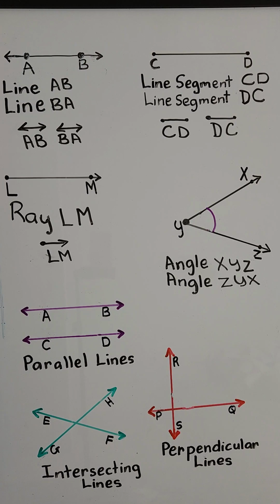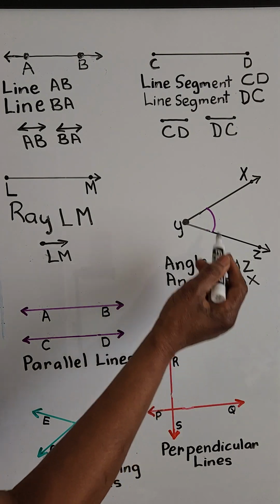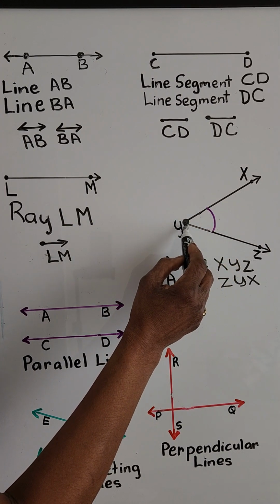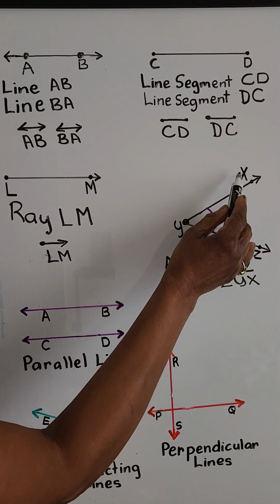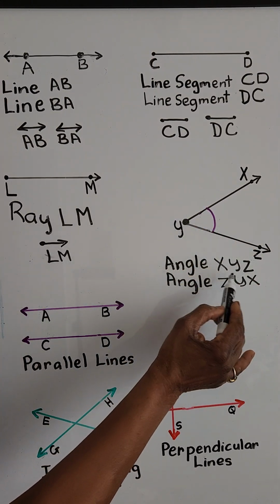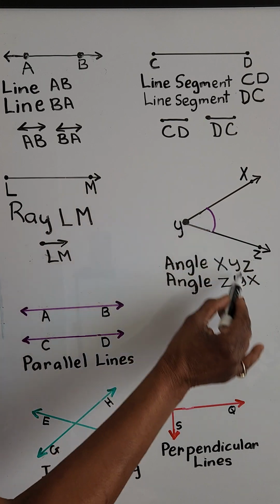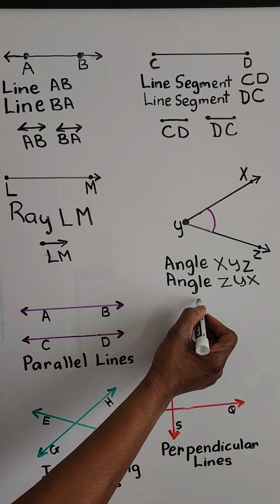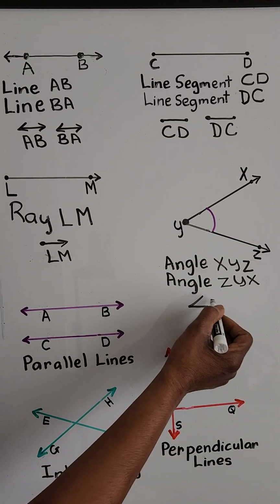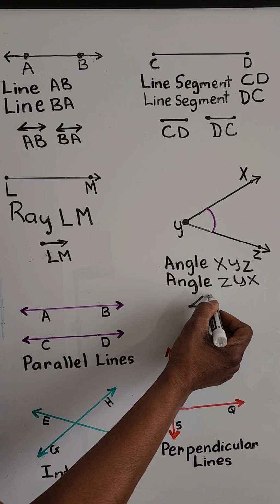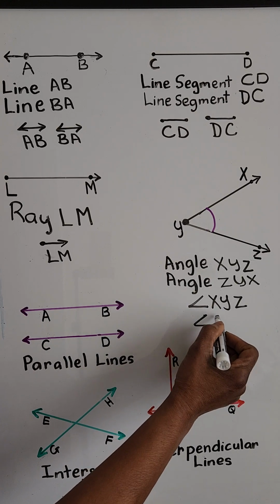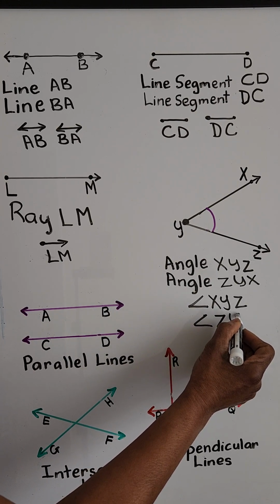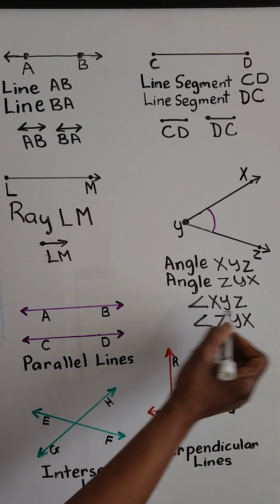So we can also name our angle. When we're naming our angle, we have to have the vertex in the middle. So it is XYZ, and ZYX. We can also name it by making the symbol of an angle, XYZ, or ZYX.